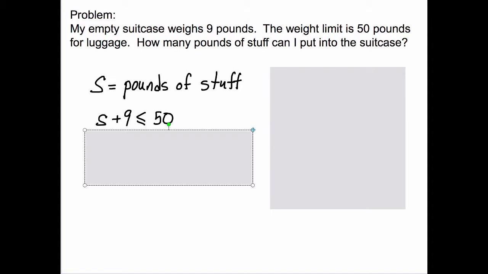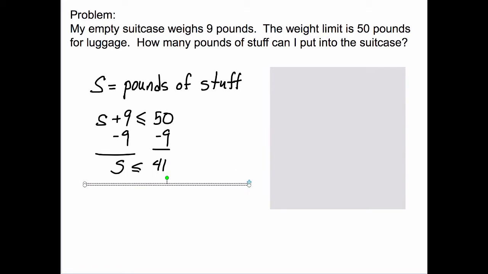Now I can solve that using one of the basic moves that we used for equations, and it also works for inequalities, and that is we can subtract 9 from each side of the inequality, and we're left with S is less than or equal to 41 pounds. So that means that I could put 41 pounds or less of stuff in my suitcase.